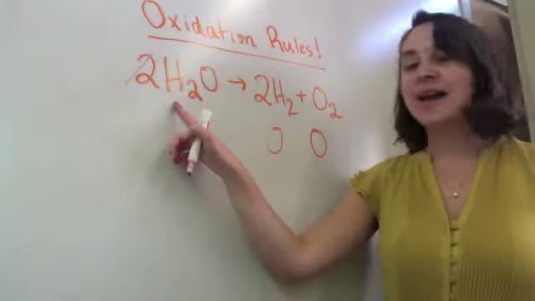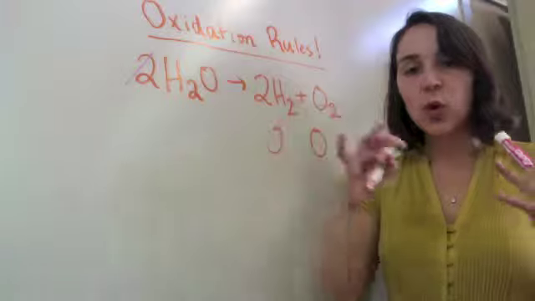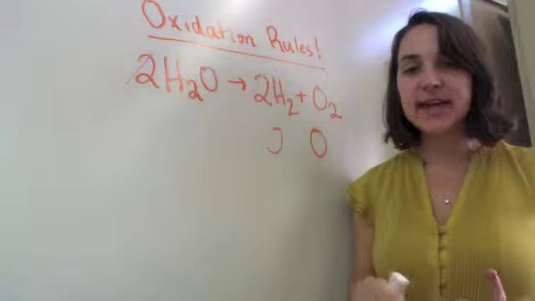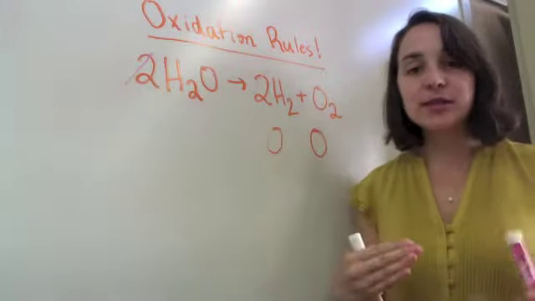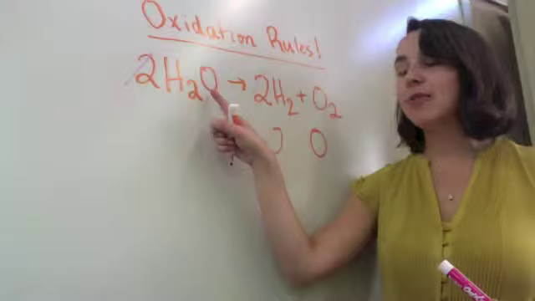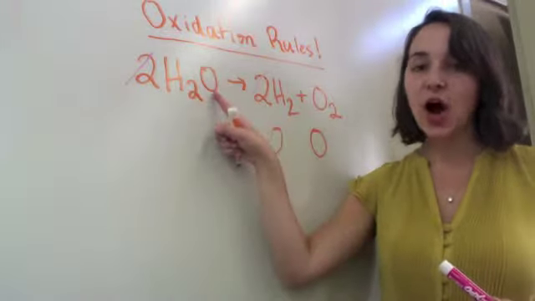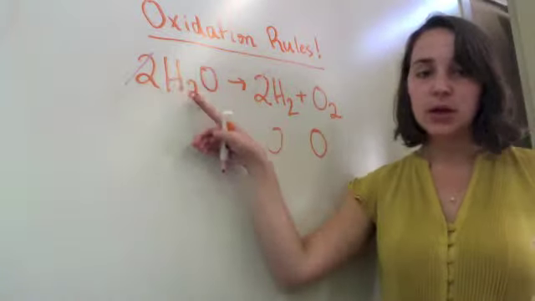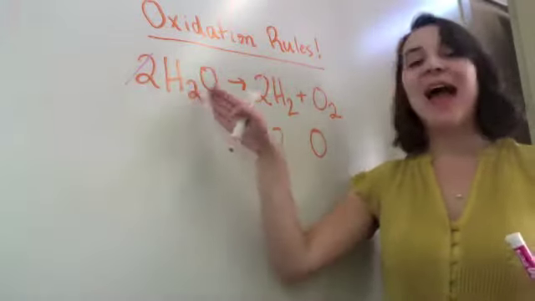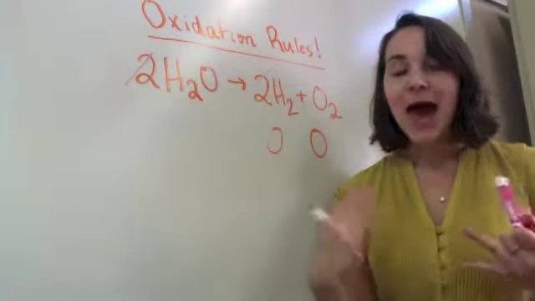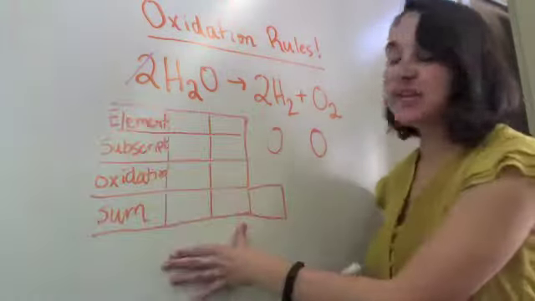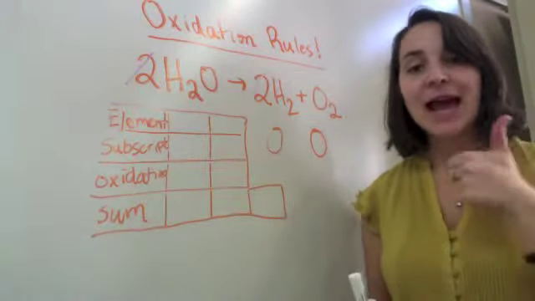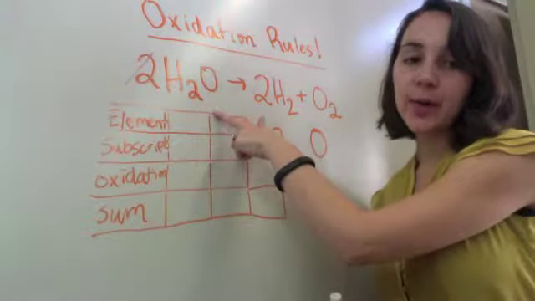That leaves me with the hydrogen and the oxygen in the water compound. I'm going to need to use a chart to figure out the oxidation state of the hydrogen and of the oxygen. I don't do an oxidation state for the whole compound. I do an oxidation state for each atom in the compound. And to do that, I'm going to use a chart. Here I've just set up a chart that I'm going to use to figure out the oxidation states of hydrogen and oxygen in my water compound.